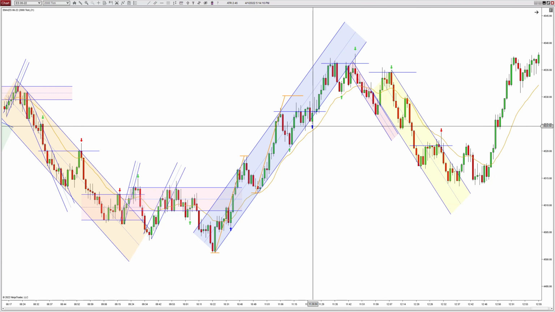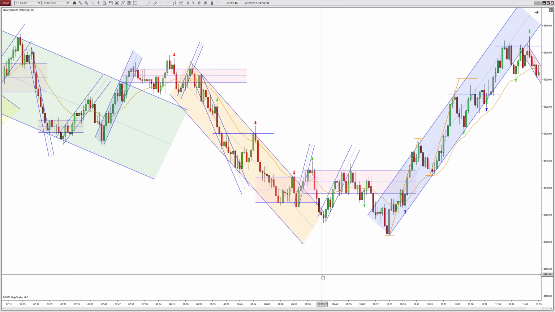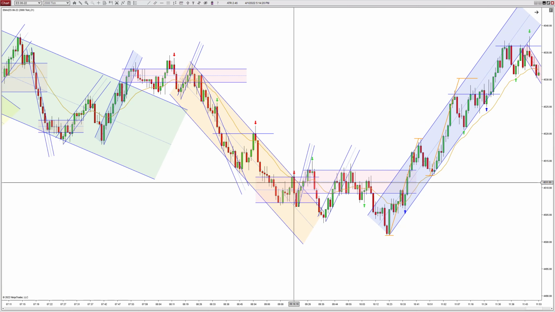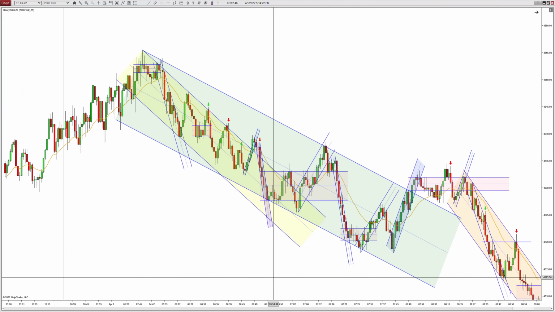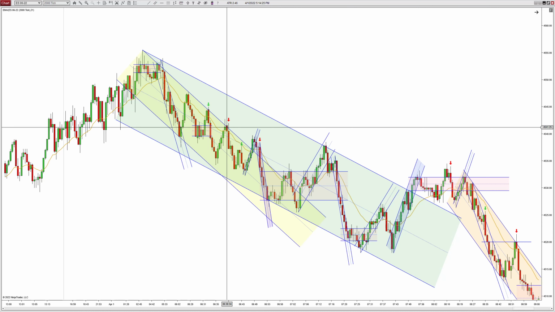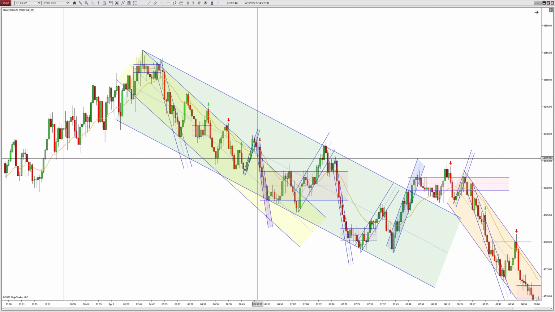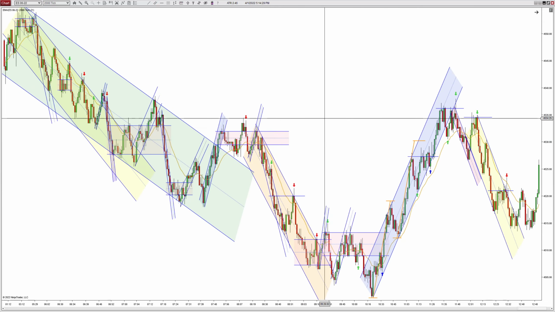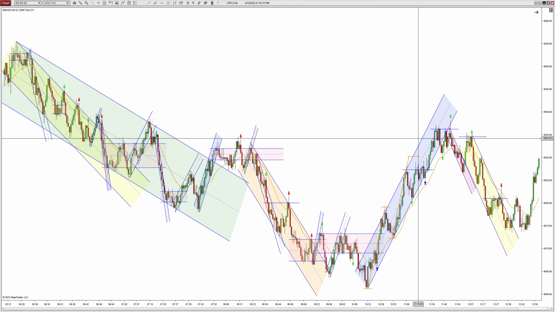Key entry point trade, key entry point trade, and more key entry point trades. That's what you like to see, right? That's how I saw it today.